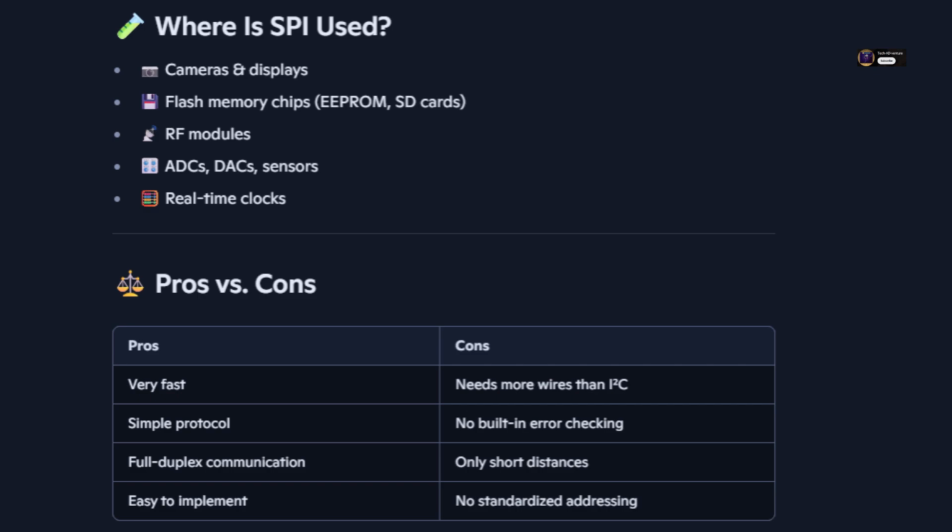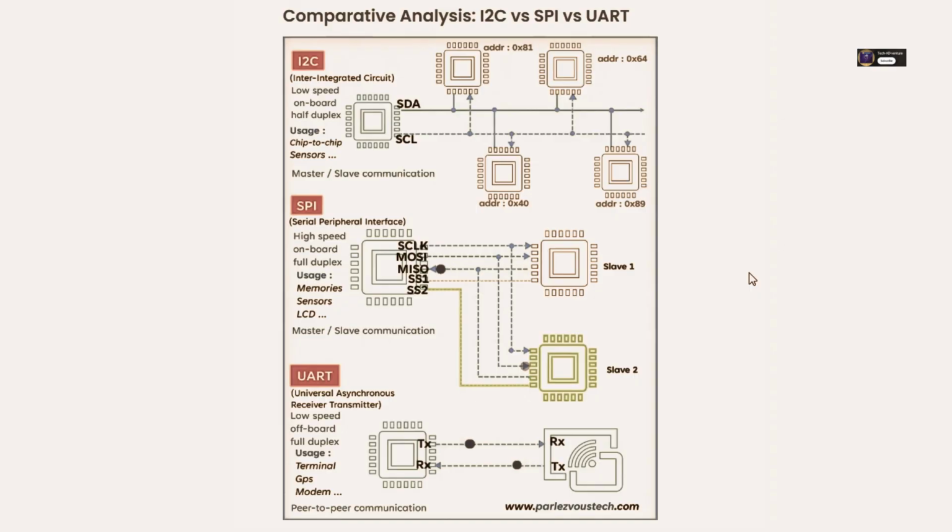So looking at the big picture then, SPI's big pros are speed, simplicity, that full duplex thing, and it's relatively easy to get going with it. But like anything, there are trade-offs, right? It usually needs more wires than something like I²C. Yeah. There's no built-in error checking in the hardware itself. It's really only good for short distances, and it doesn't have that standard addressing system like I²C. But even with those points, it's often the go-to, the express lane, when speed and direct control are what you really need.